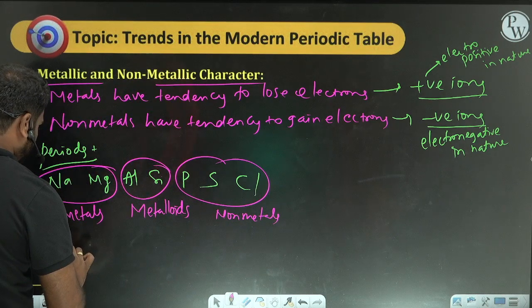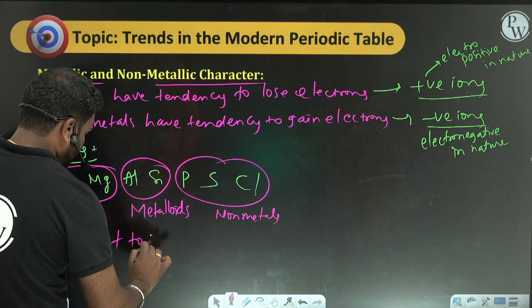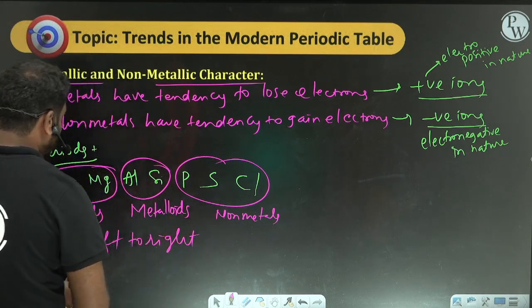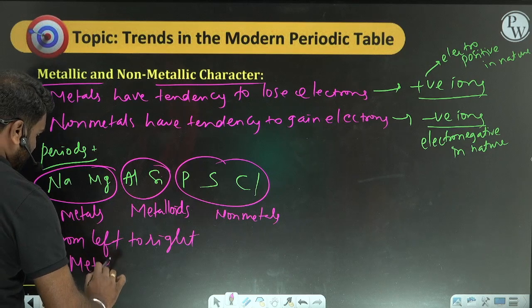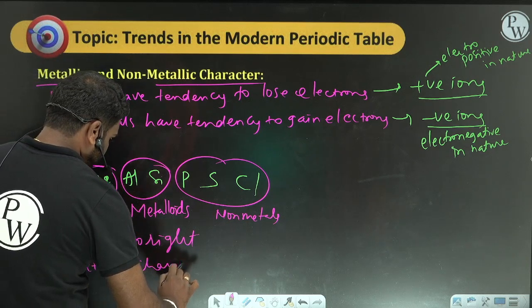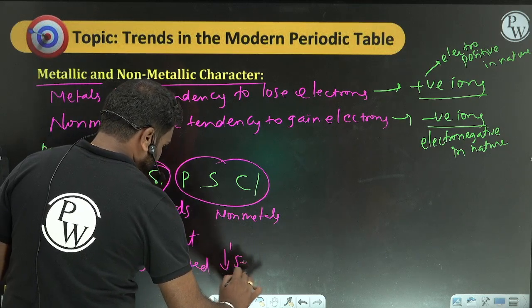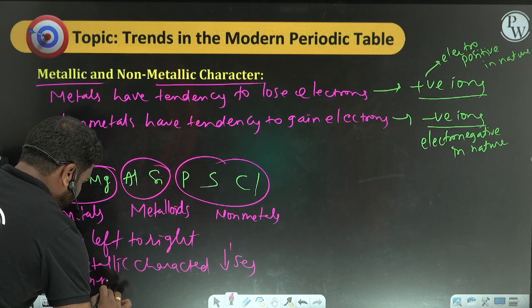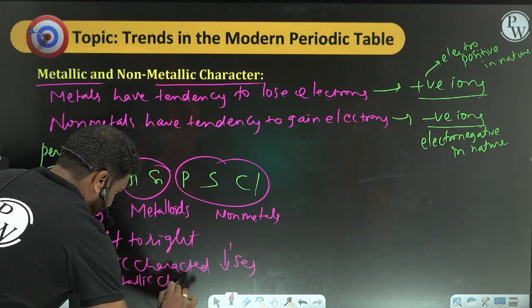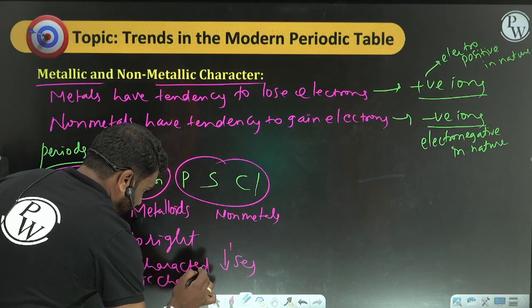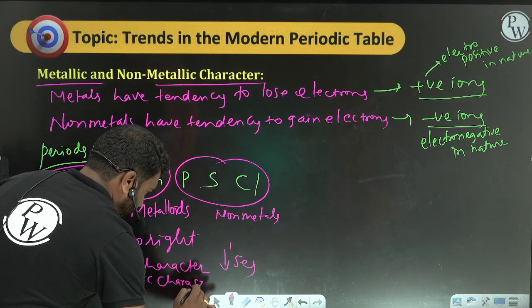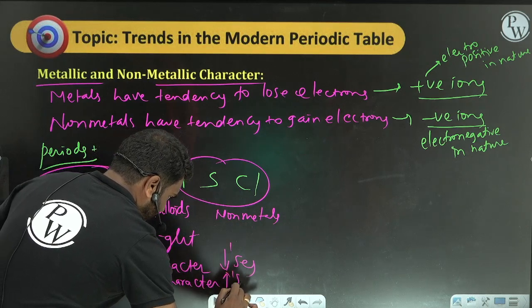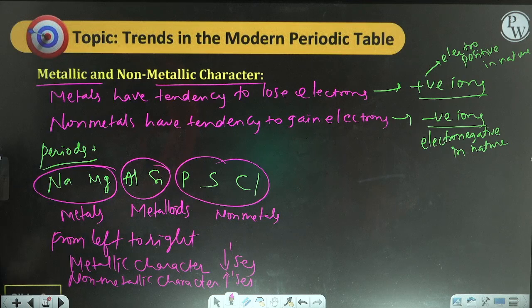So that means from left to right, what is happening here? Metallic character decreases, and non-metallic character increases. Non-metallic character increases. So metallic character decreases and non-metallic character increases. Okay. And next, let's look at groups.